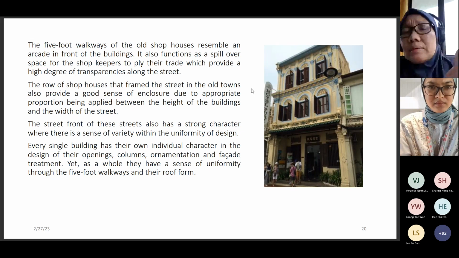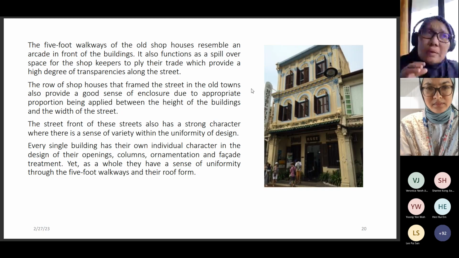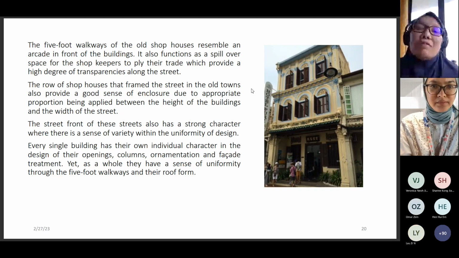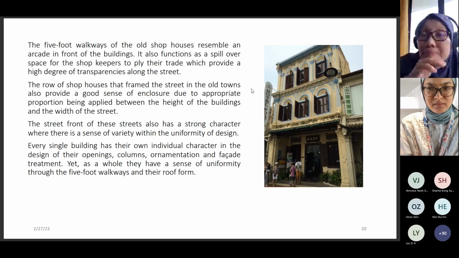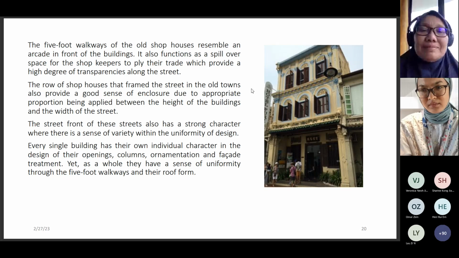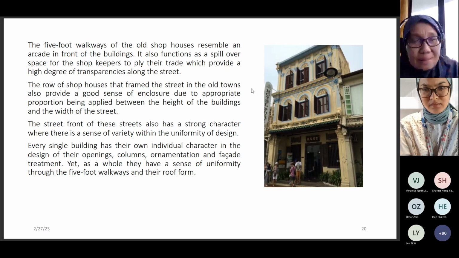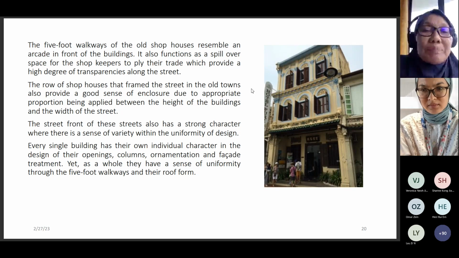So if you look at the window patterns, the frames, the ornamentations, the gables, the roofs, every building will try to be different, and yet at the same time they follow the whole principle of being part of a group. Their uniformity of design is also followed through scale and proportion. Like I said, there are a lot of design principles that you learn in architecture that have to be applied when designing buildings as a group to make a good quality townscape.